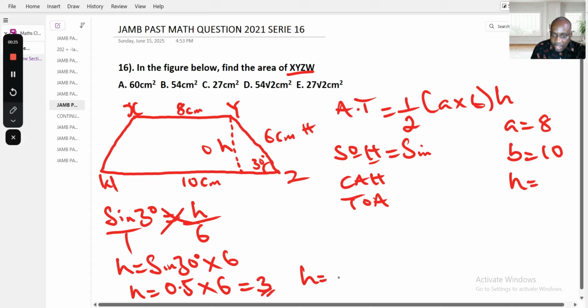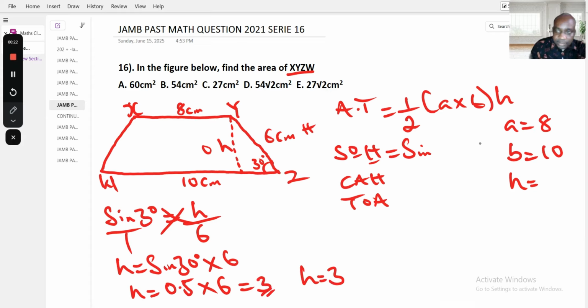Therefore, our H is 3. Let's write 3 here. Now, let's use the formula. Write down the formula again. Area of trapezium equals half. What is our A? Our A is 8.